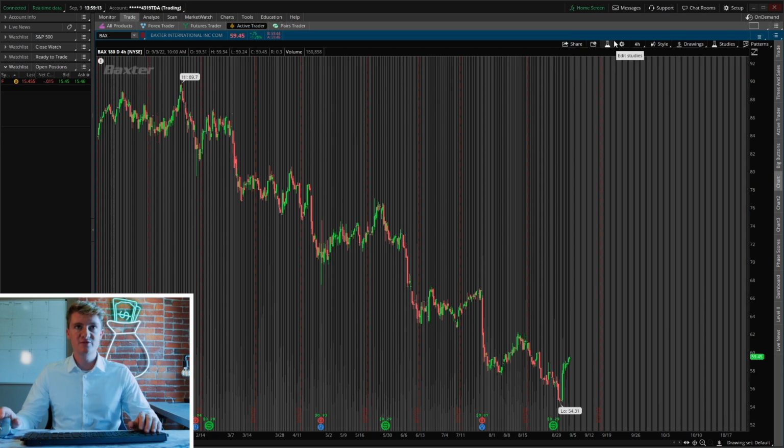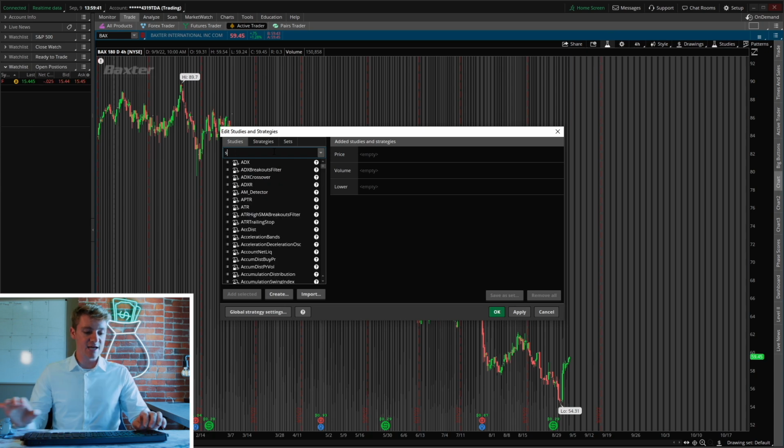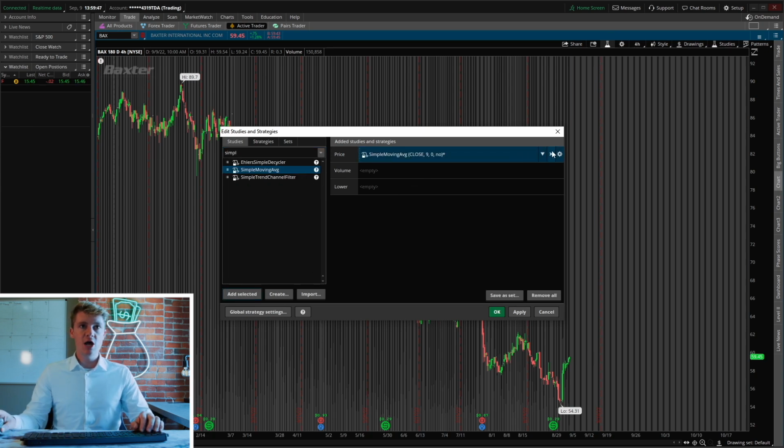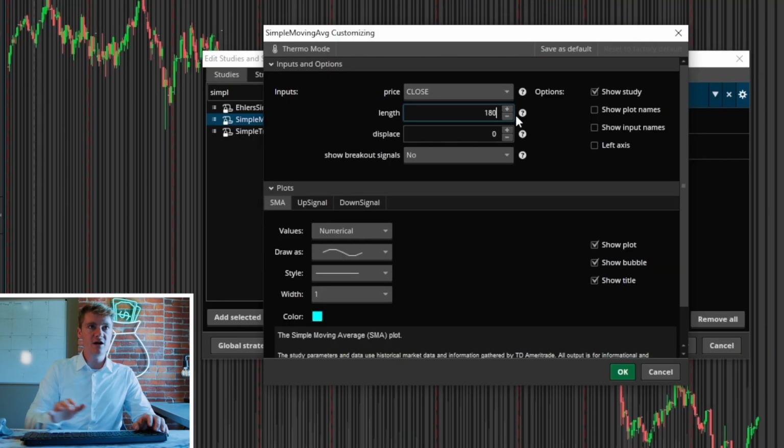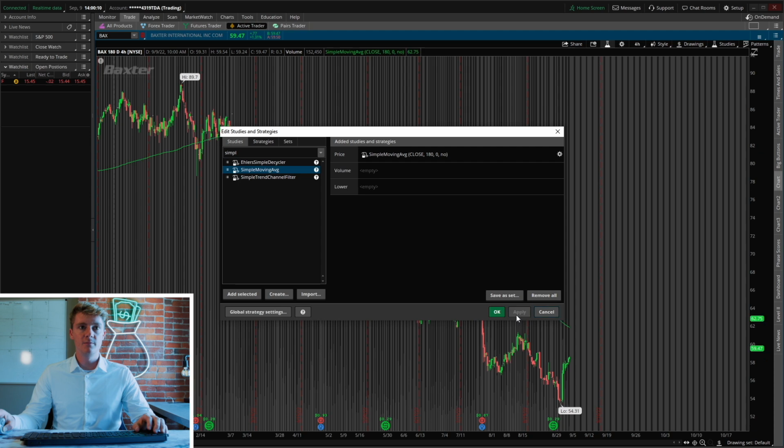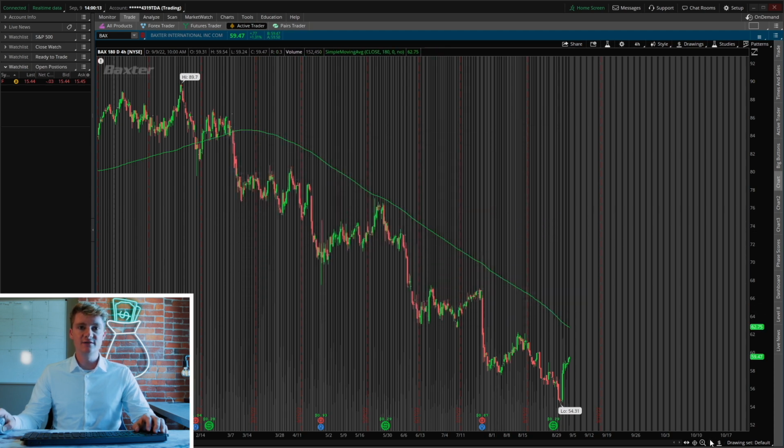On most platforms, you should be able to pull up a moving average and then choose the selected time frame that you'd like to look at. I'm gonna look at the 50-day moving average, the 15-day moving average, and the 180-day moving average. There are both simple moving averages and exponential moving averages. So I'm gonna go up here and type in simple, and add the simple moving average to my chart. I'm gonna go to edit, and set the 180-day SMA, simple moving average, and make that green, and hit apply. Now you can see we have this green line on our chart.